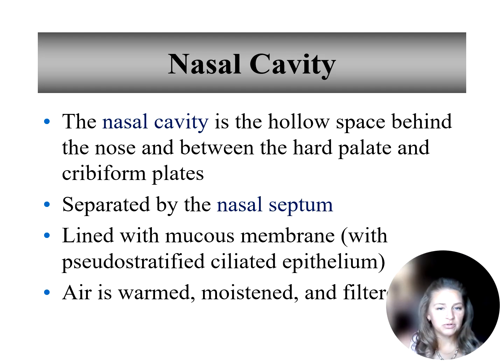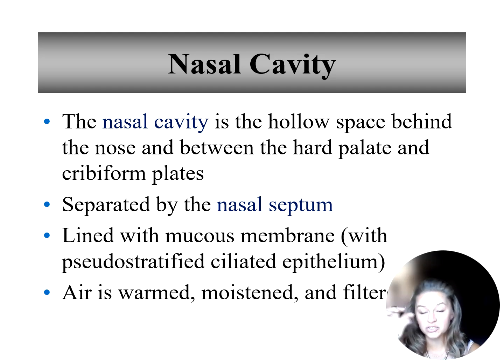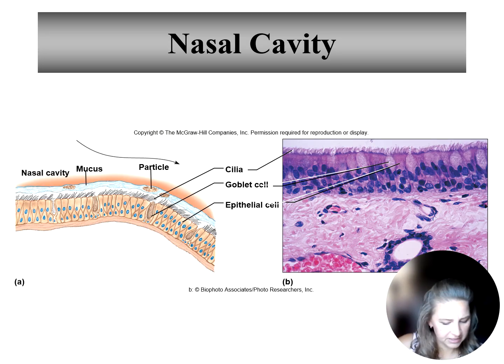It is lined with a mucous membrane, which is called a pseudostratified ciliated epithelium. It's called pseudostratified because it still is just one layer of cells thick, even though it looks like it's stratified into more than one layer of cells. The purpose of the nasal cavity is to bring in air. Also, air is warmed, moistened, and filtered when it goes through the nasal cavity. So this is a picture of that pseudostratified ciliated epithelium. Even though they are just one layer thick, they're called pseudostratified.